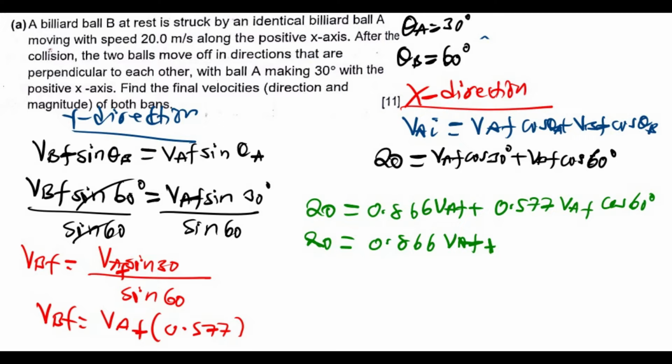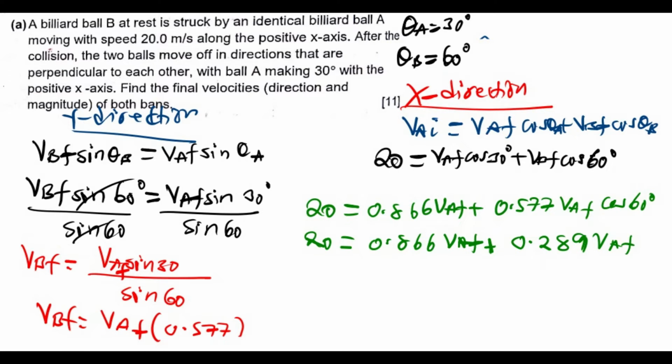0.5 times 0.577, that is 0.289. I've just rounded off. I want to be working with 3 decimal places, it's fine. Now these can be added, this one and that one, for VA final.